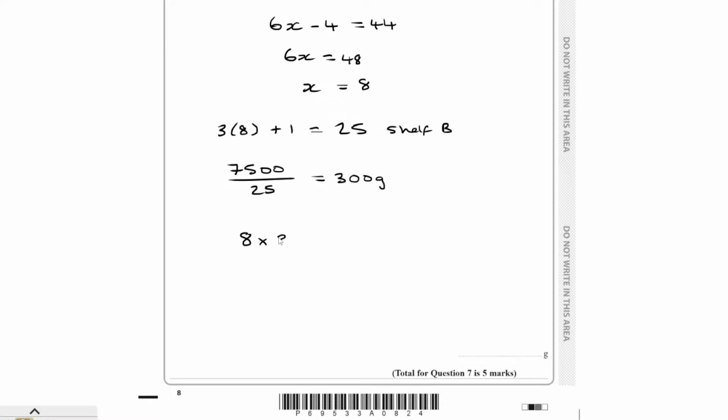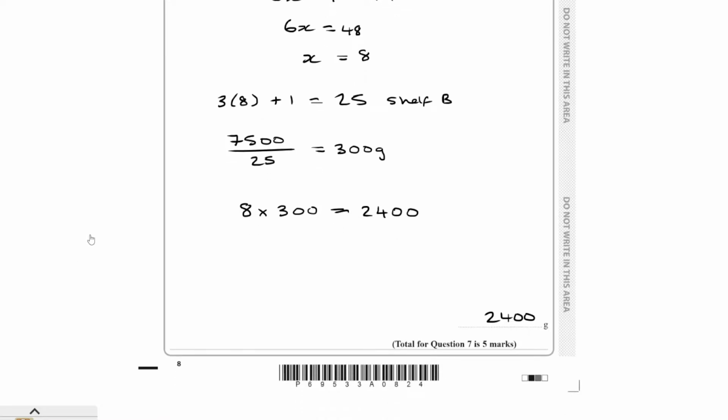So 8 times 300. Again, I'm going to multiply this by just ignoring the zeros for now. 8 times 3 is 24. And then obviously put the zeros back on. So 2,400 grams would be the weight, or the mass, of shelf A. So that's just general arithmetic there, some general calculations.